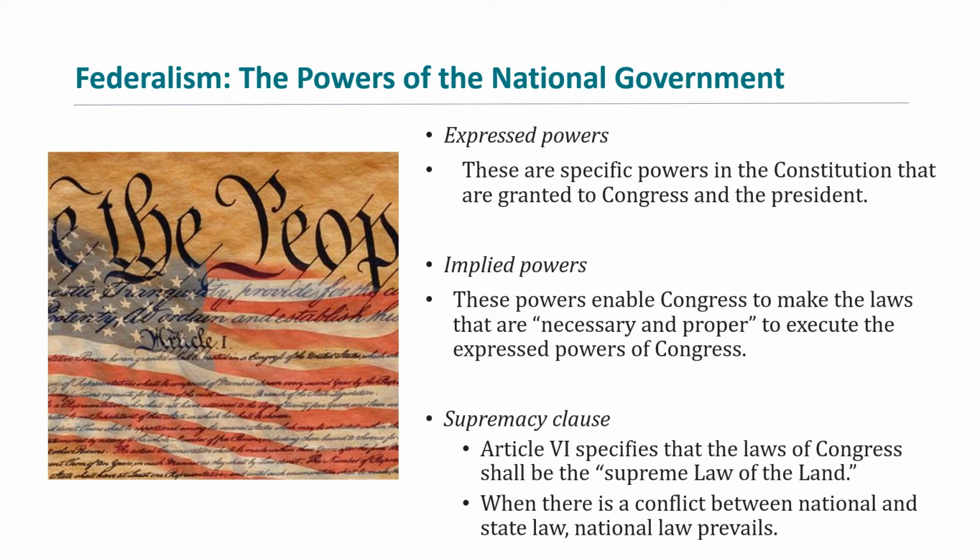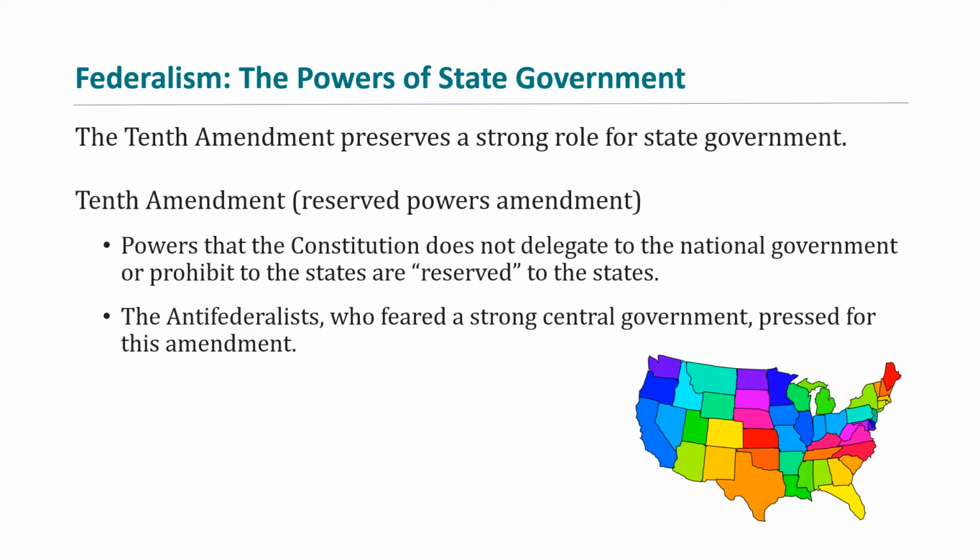Article 6 says that whenever there is a conflict between a state and national law, the national law always takes precedence, and any law passed by Congress is the supreme law of the land. This is what's known as the Supremacy Clause.